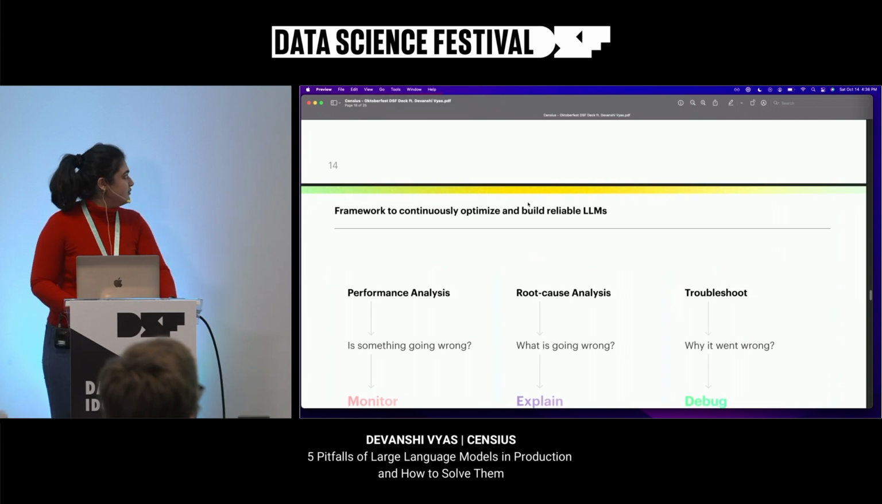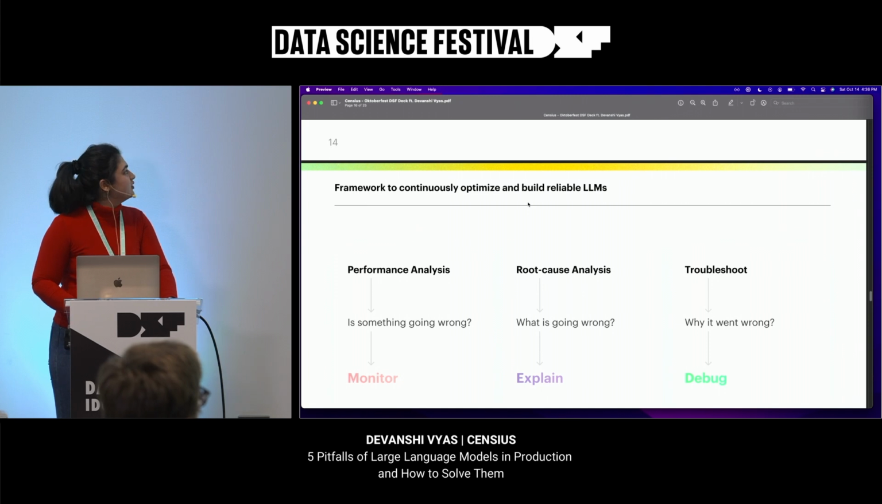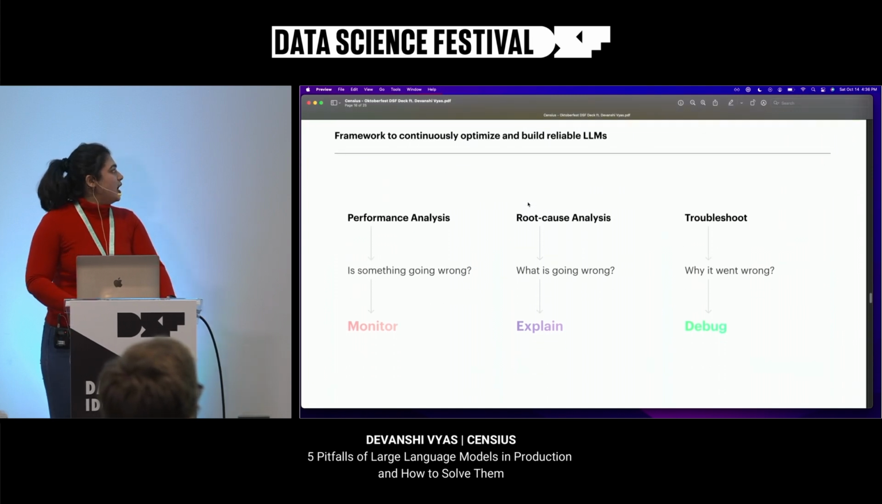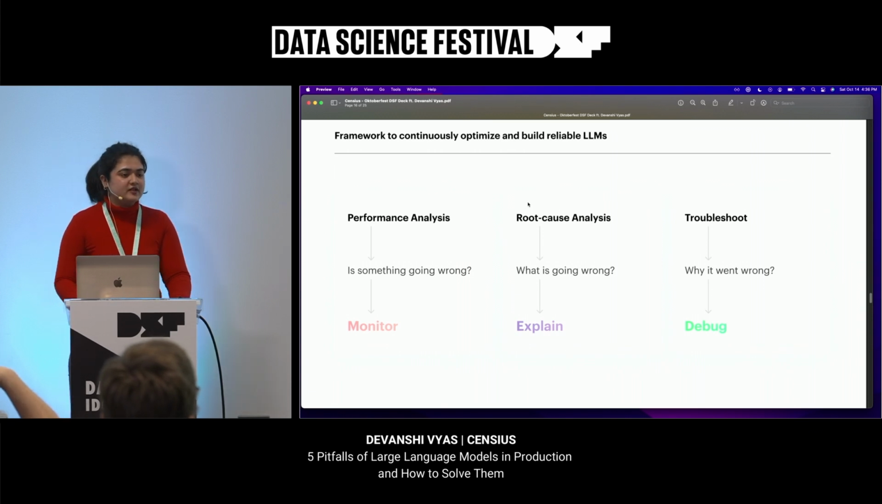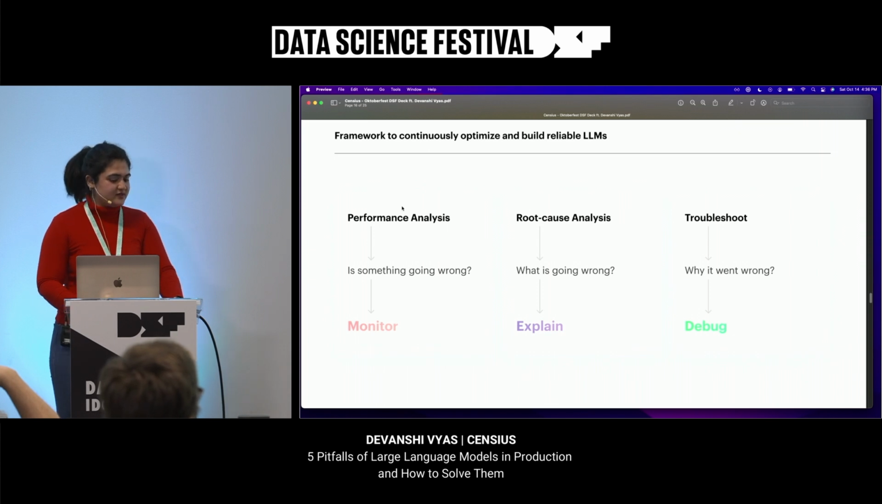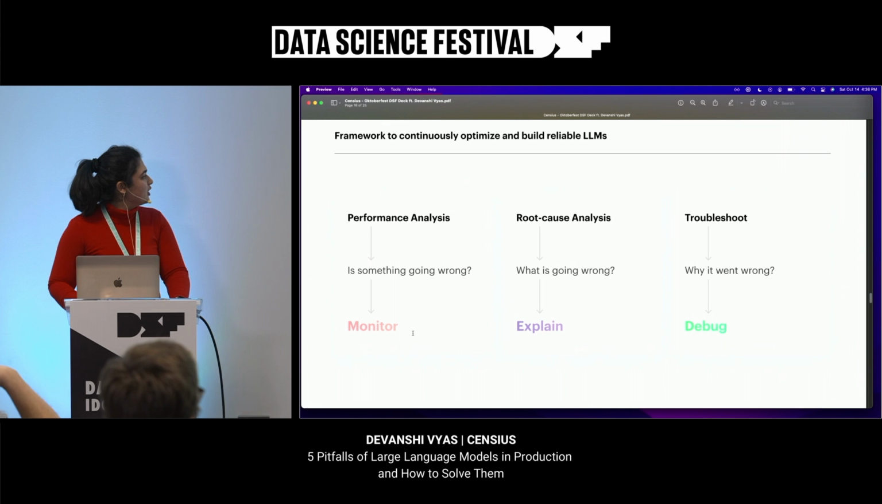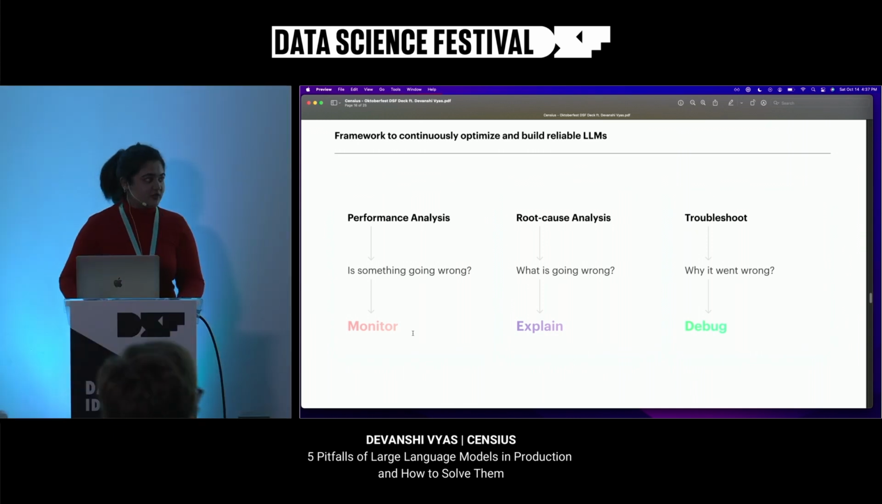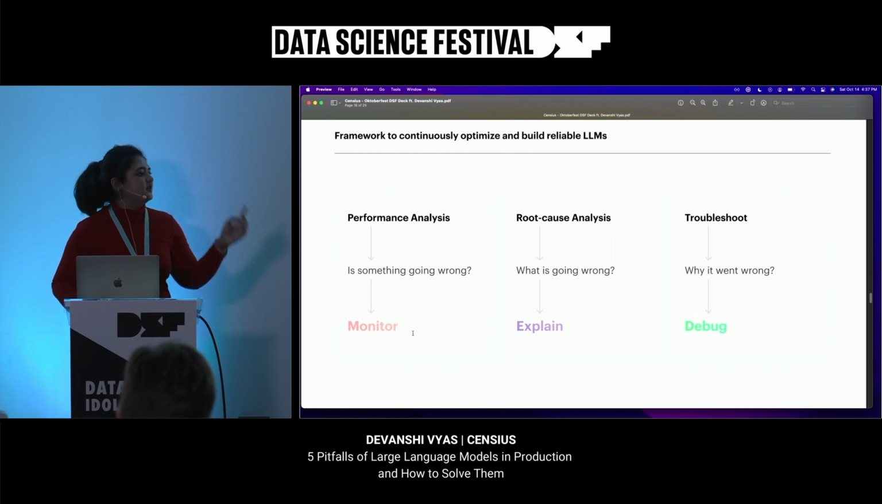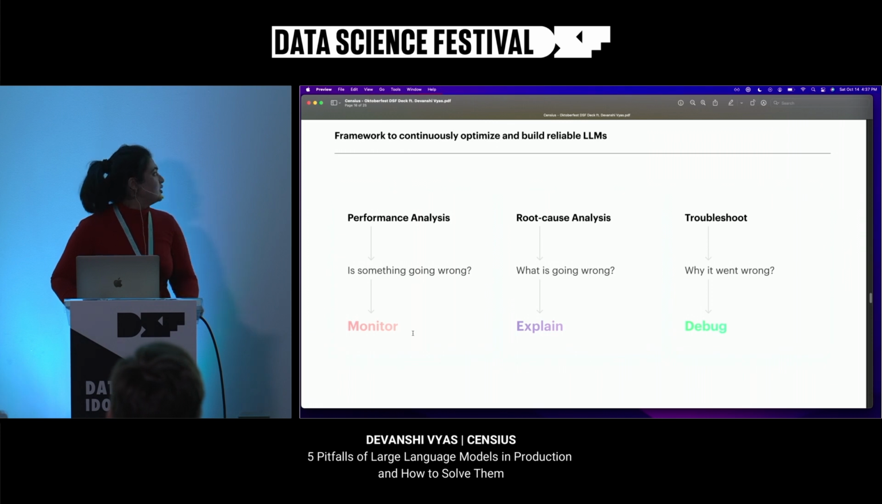So when we talk about a framework for continuously optimizing and building reliable LLMs, this is what we have to think about. We have to understand how our model is performing. Is something going wrong? Then we should know about it. And so for that, we have to ensure that it is something that we are monitoring. And when something is going wrong, are we able to tell what is going wrong? Are we able to explain what the root cause is? And the third is troubleshooting. Why did it go wrong? Because we want to make sure that this is not something that happens again and again. And we're able to debug and fix the root cause, so we're not going back into this cycle of problems where we don't know what to do.